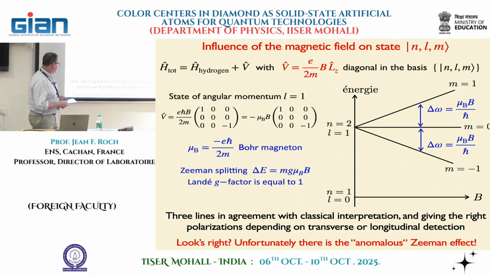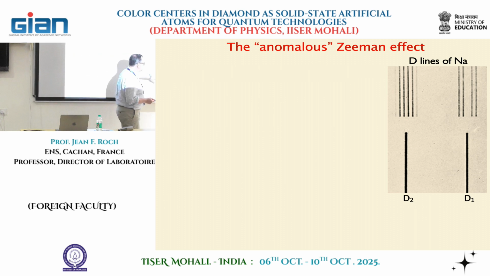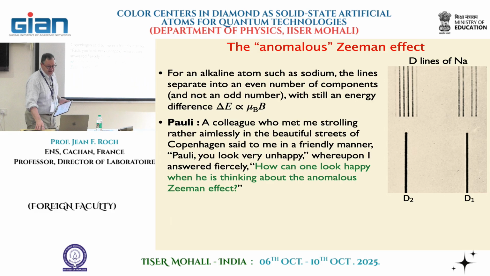So unfortunately, there is the anomalous Zeeman effect. The anomalous Zeeman effect is the fact that, for instance, if I take the D line, the 2 emission lines of the sodium atom, what I see is that these lines, instead of producing the number of components that were previously expected, which was odd, I could obtain, for instance, 3 components when I look in the direction perpendicular to the B field.